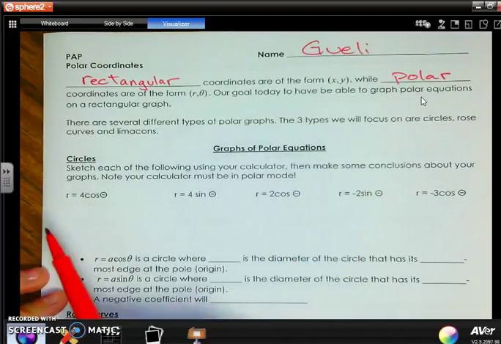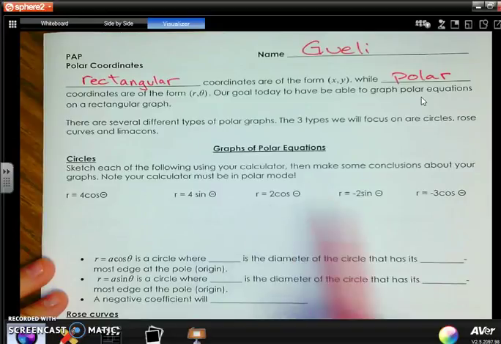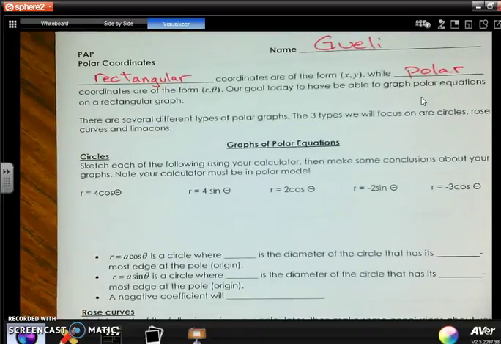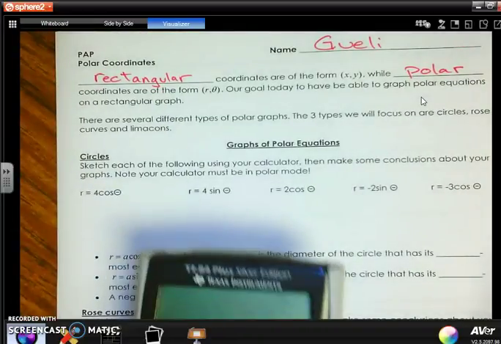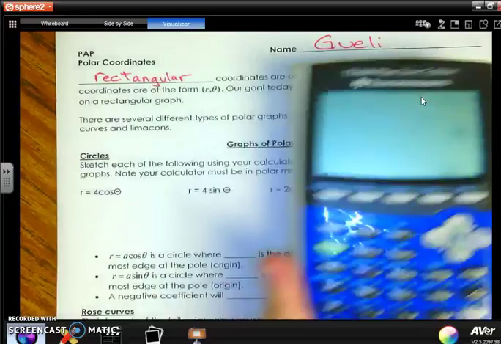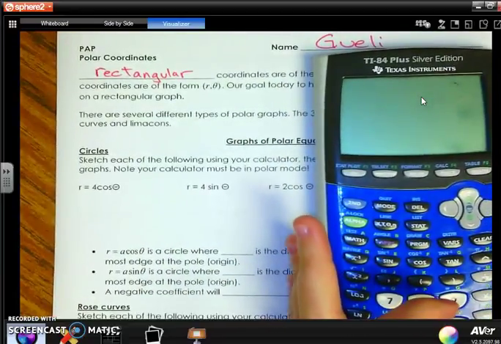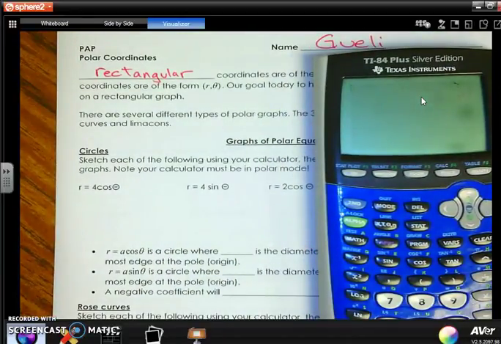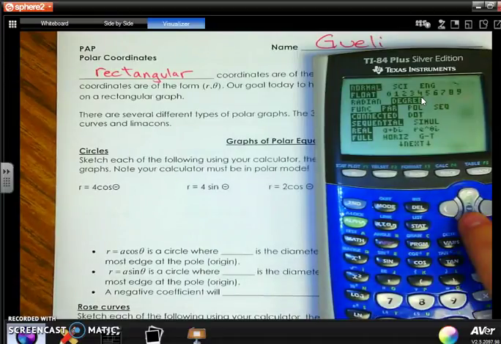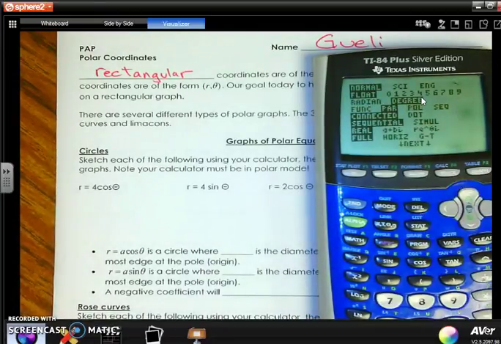So we'll start with circles. These are all going to be examples of circles, and you can graph them in your calculator. So I'm going to insert the calculator here. And remember, when you're graphing these, your calculator needs to be in polar mode. So you turn your calculator on, you hit the mode button, and you go down. You arrow over to POL, and you need to hit enter so that that part's highlighted right there. And then you're good to go.